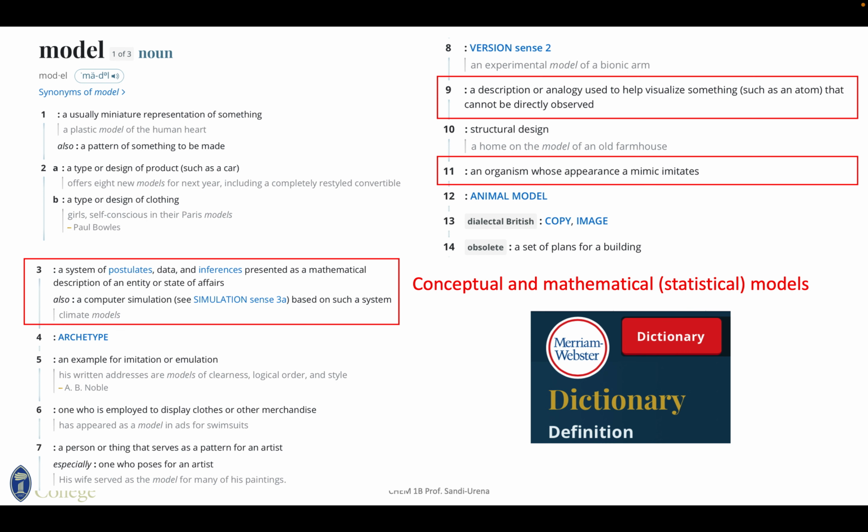And the other aspect of models that I want to emphasize is the conceptual idea of models. When you have a conceptual model, you don't have a drawing. A conceptual model can be just simply an explanation of how things work. And we can do that for the atom, for instance. We can describe how the atom is structured, and that would be our model.